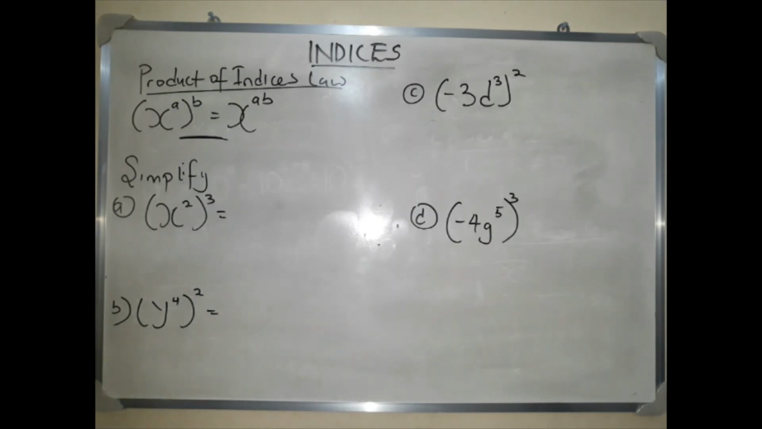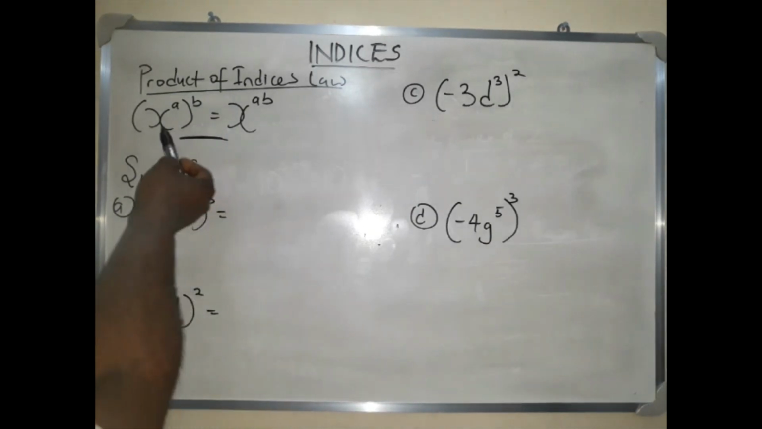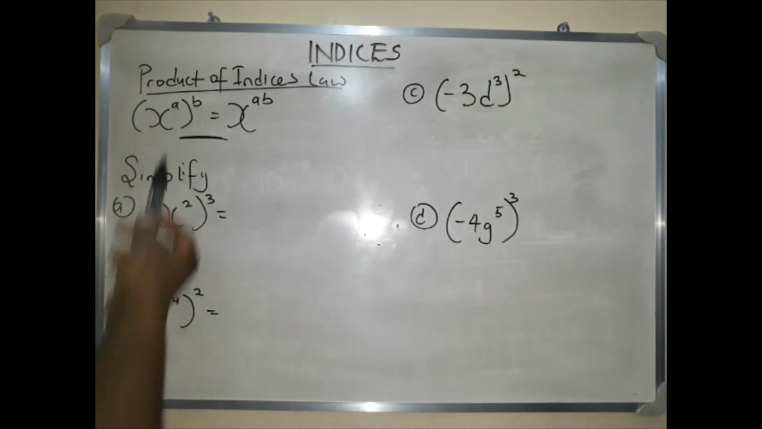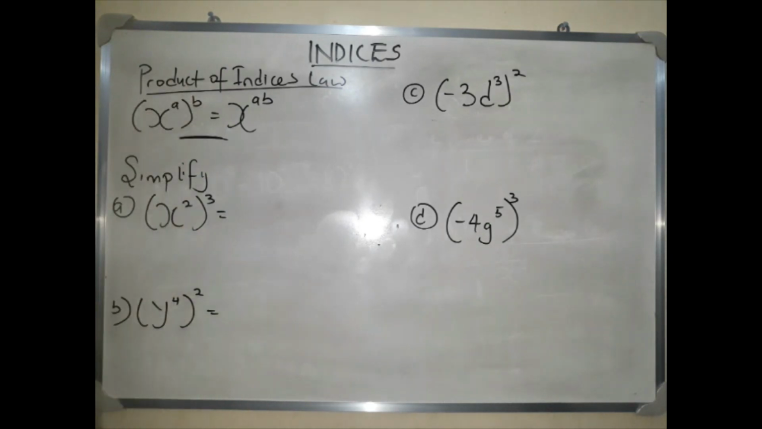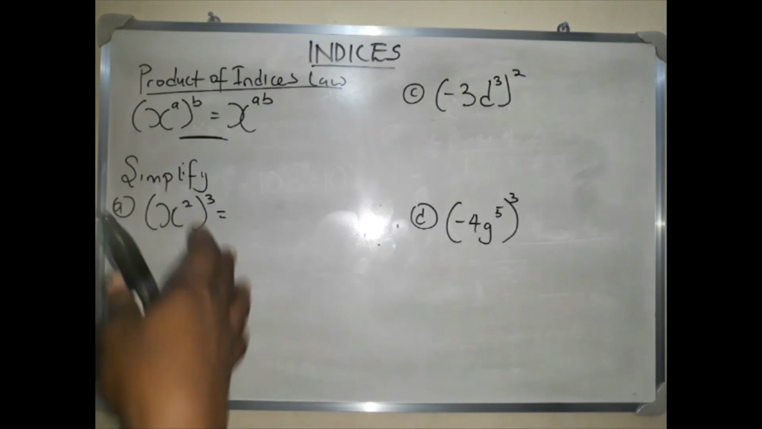Now you can see in this expression here, we have x raised to power a. Of course, we know that x is our base, while a is our index. Now x raised to power a is enclosed in a bracket. Then outside the bracket, we have another power, and that power is b. Okay? So now x raised to power a is also being raised to the power of b.